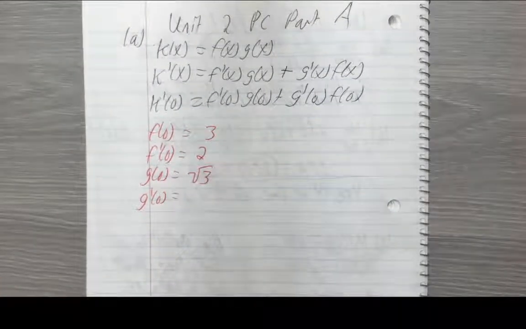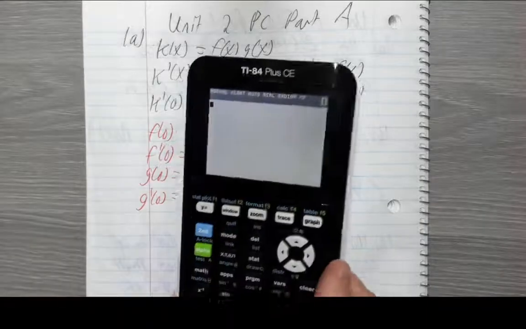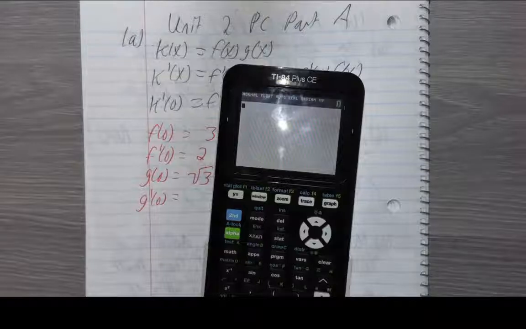Just plugging it back into the function. G prime of 0 is going to be a little bit annoying. Okay, now we are very lucky because we can use our calculators. So let me see here. Got my calculator. Hopefully you guys can see it.